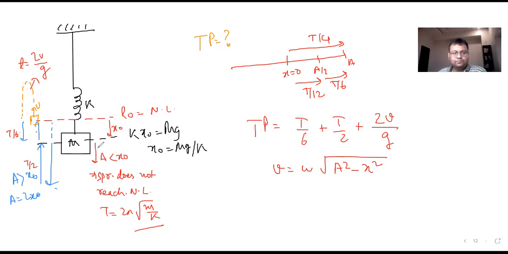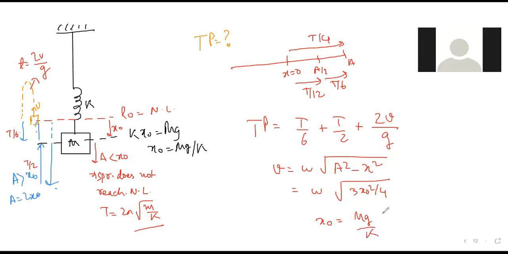And how much is x? Mean position, say, amplitude is 2x0, and x is x0. If you are clear with this, omega root over of 3 x0 squared by 4, where x naught is mg by k. Are you clear with this?